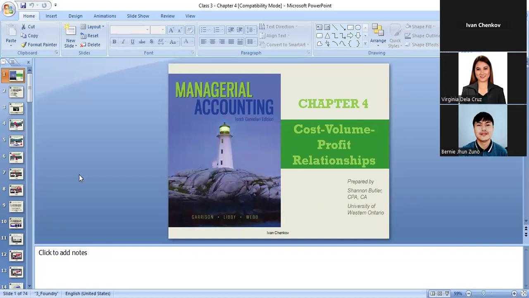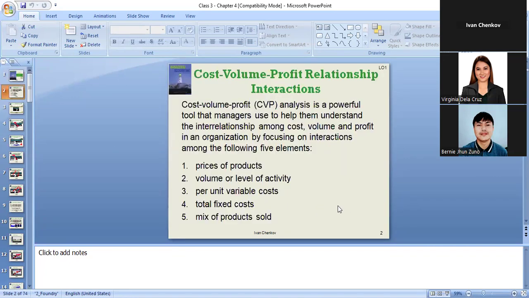Cost-volume-profit relationship. What's interesting here? It's a powerful tool for managers, which is you, to help you understand the relationship and interrelationship among cost, volume, and profit in the organization by focusing on how different things interact. Which are the different things? The price of the product, the level or volume of sales or activities, variable cost per unit, fixed cost in total, and the mix of products if we have mixed products.